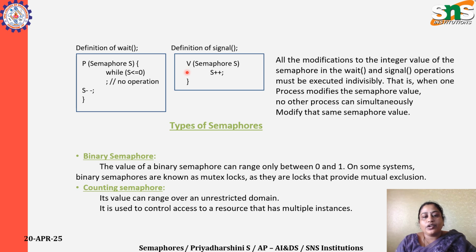Now the definition of the signal operation. Here we are not doing anything else. After executing the critical region part, we will be incrementing the semaphore variable and letting the other process know that this operation has finished its execution and has incremented. So in wait operation we are decrementing the semaphore variable, whereas in signal operation we will be incrementing it. So this is the definition of wait and signal operations in semaphore.